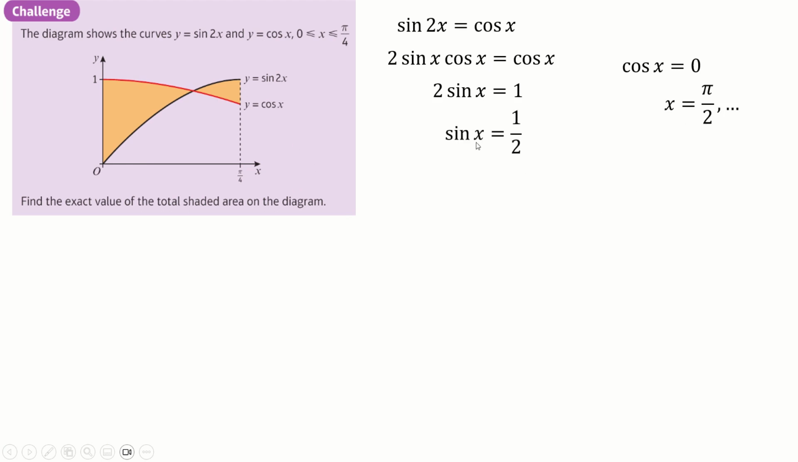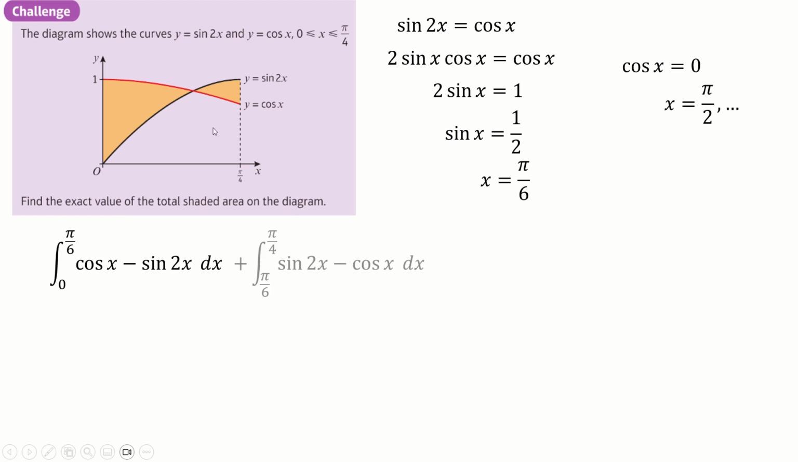Divide both sides by 2, sine of x is 1/2, so x is pi over 6, which is in the scope of the diagram, so this must be pi over 6 here. So okay, the plan is to integrate cos x minus sine 2x to get up to pi over 6 to get this area, and then add in the integral from pi over 6 to pi over 4 of sine 2x minus cos x, because of course they flip over, so this one's on top this time, so that's cool.